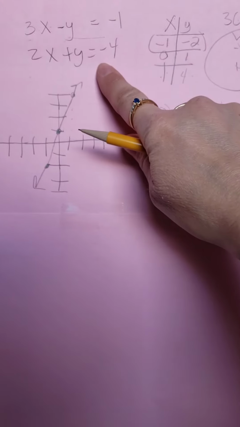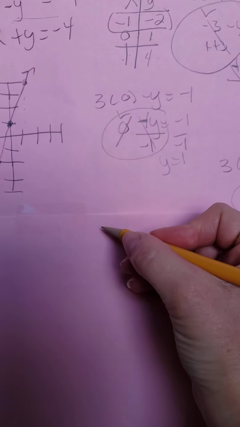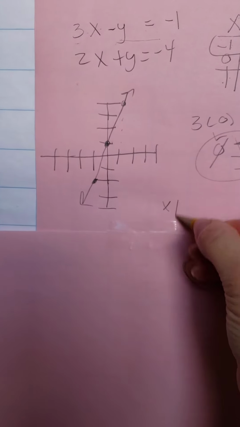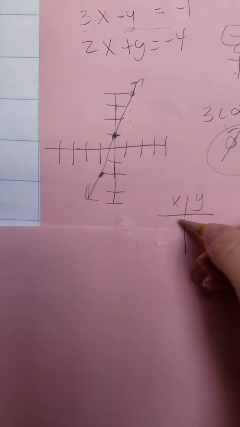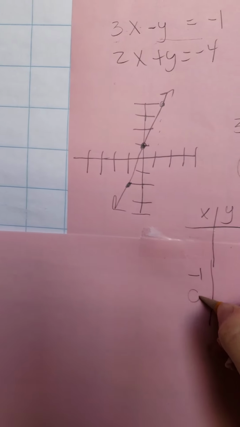Okay, so now I'm going to go ahead and graph the second equation. I'm going to use a table again just for another review of how to do graphing using a table. So I need to set up another table, an x and a y. And I'm going to use the same points, negative 1, 0, and 1.